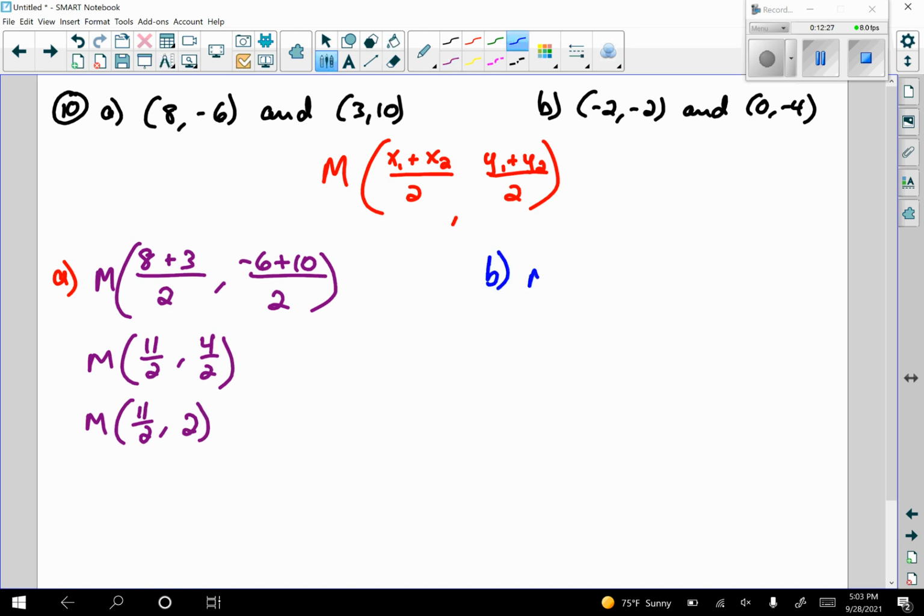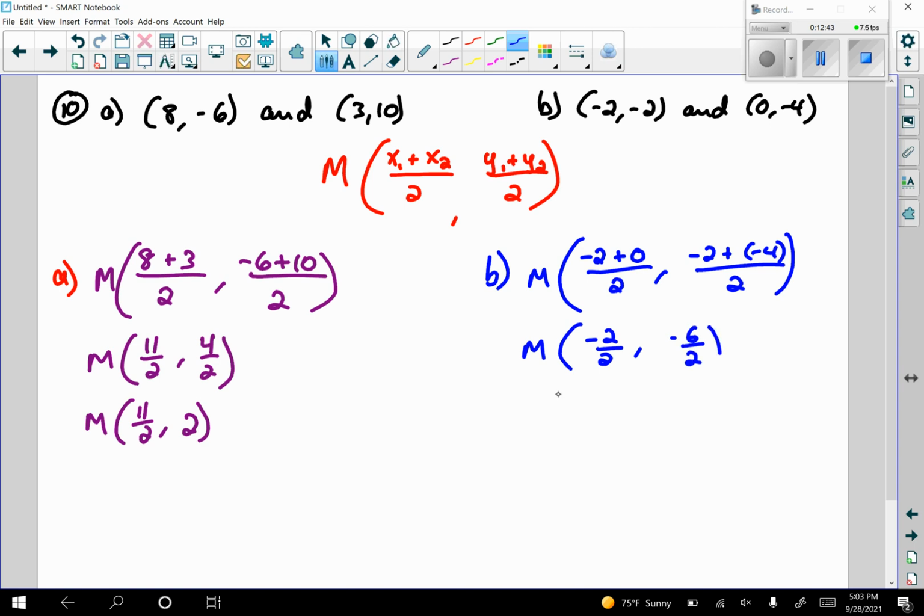Now for b, we're going to start with negative 2 plus 0 over 2. Then we can write it this way, negative 2 plus a negative 4 over 2. So this becomes negative 2 over 2, negative 6 over 2. So we get negative 1, negative 3.